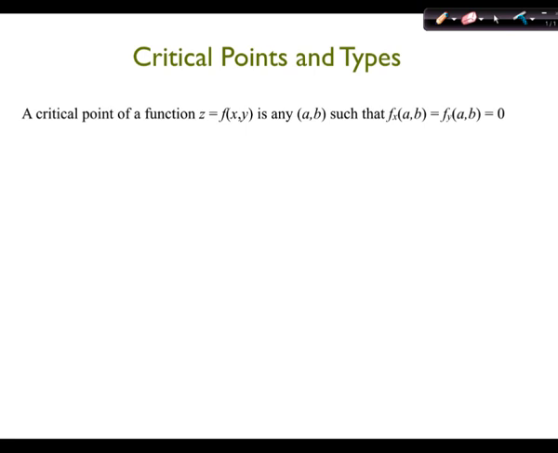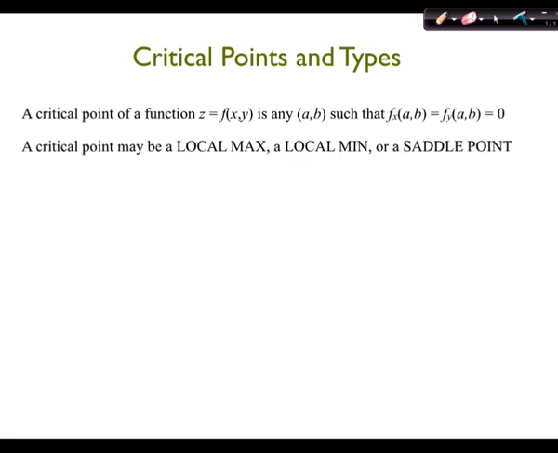So a critical point is any point such that both first partials are 0. That's the last example we looked at. So both partial derivatives are 0: f_x at (a,b) equals f_y at (a,b) equals 0. So we looked at the three possibilities for that: local max, local min, or saddle point.